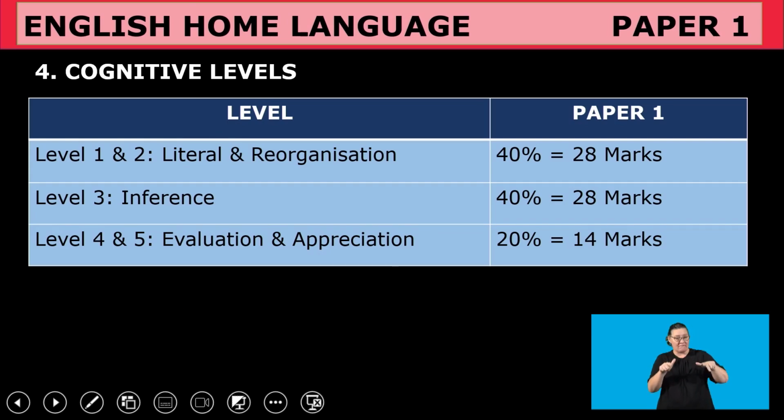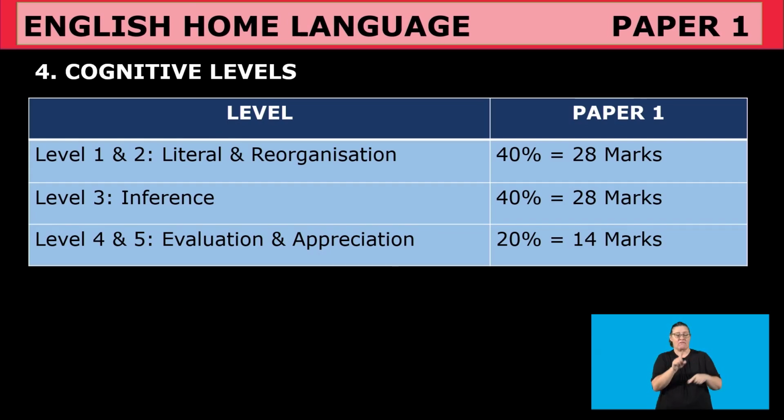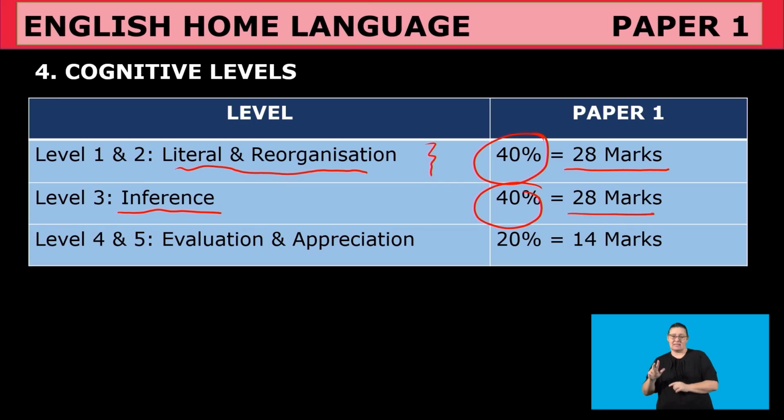The cognitive levels are divided as follows. Level 1 and 2, the easy questions, the literal and reorganization, will be 40% of this paper, for a total of 28 marks. Level 3, inference, will also be 40% and again 28 marks. Level 4 and 5 again are combined, the evaluation and appreciation, and this is 20%. This is what you'll need to be able to do if you're aiming for that distinction.